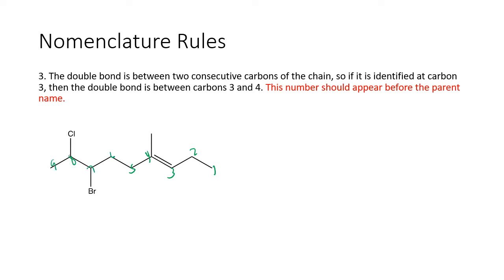And if it helps you, you can write down nonene at the top first and make a little list before you try to put it together in the complete name. Next, make a note of what your position of your double bond is. It's in between 3 and 4. So we use the lower number. This is going to be 3-nonene.